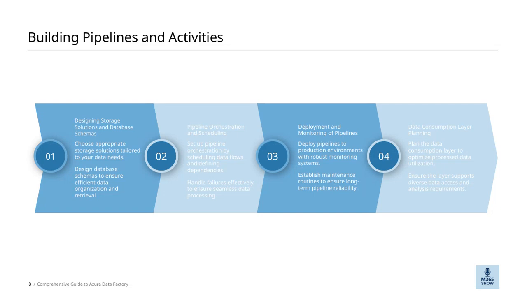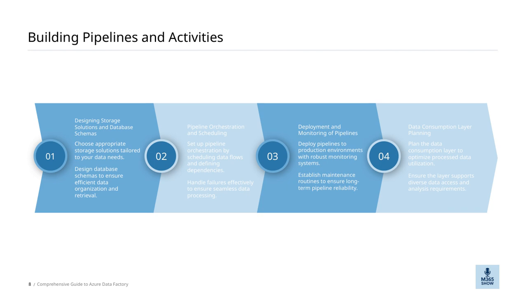Now, let's dive into building pipelines and activities, which is a crucial part of our comprehensive guide to Azure Data Factory. First, selecting the right storage solutions is key. You want to choose options that fit your specific data needs, whether that's speed, cost, or scalability. Next, designing your database schemas carefully is essential for ensuring that data is organized efficiently and can be retrieved quickly when needed.